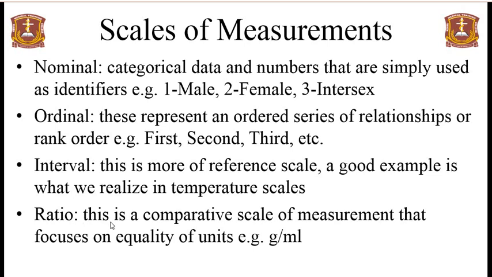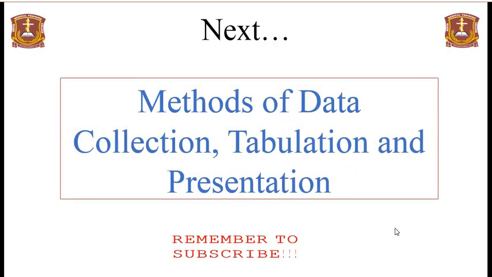Now ratio scale is more of a comparative scale, yeah, where measurements focus on equality of units. Someone would talk about some grams per milliliter, where per symbolizes the ratio aspect. Grams per milliliter. You can talk about various number of entries per period of time, and so on and so forth. So these are very important things to define, even as we want to get into study of biostatistics. And we can look at methods of data collection, tabulation, and presentation in our next study.